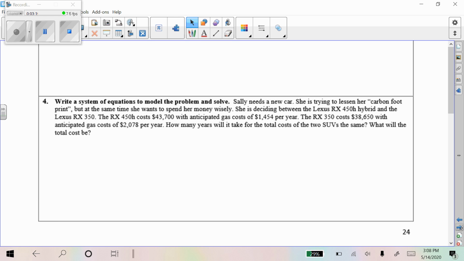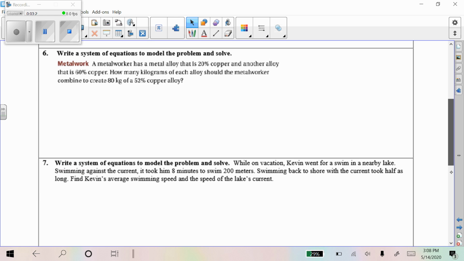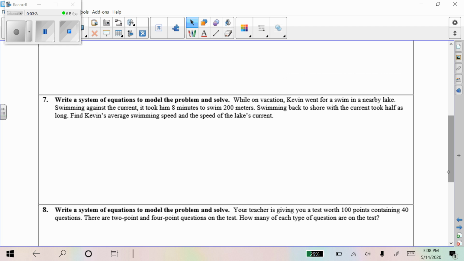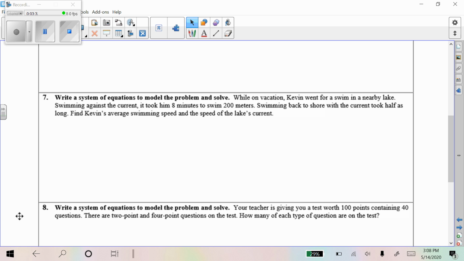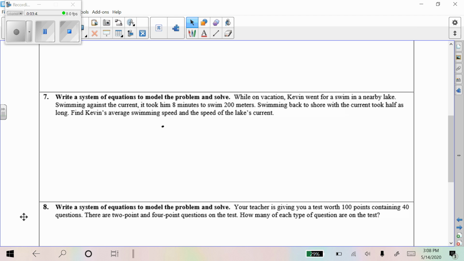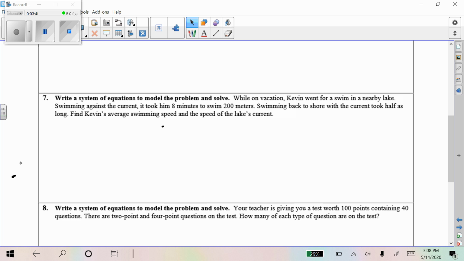That problem is the paddling or the swimming one, I think it is. Yeah. It says, while on vacation, Kevin went for a swim. Against the current, it took him 8 minutes to swim 200 meters. Swimming back to shore with the current took half as long. So in other words, it took him 4 minutes. That would be half, right?